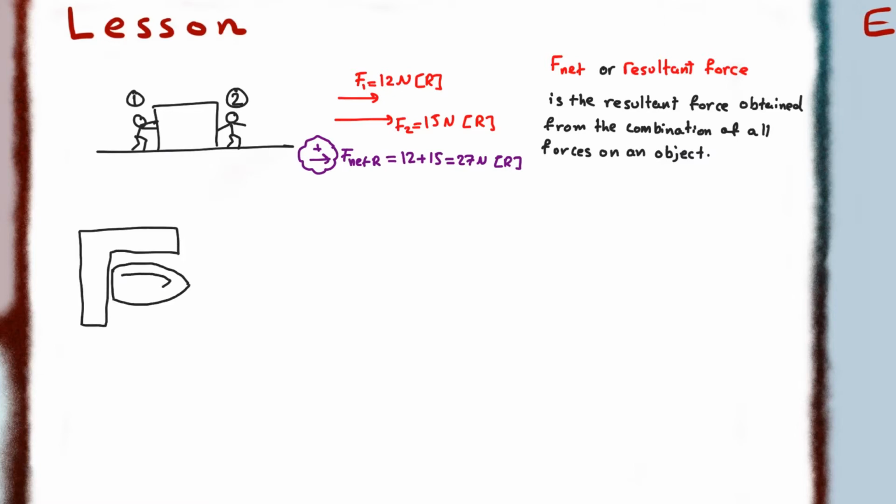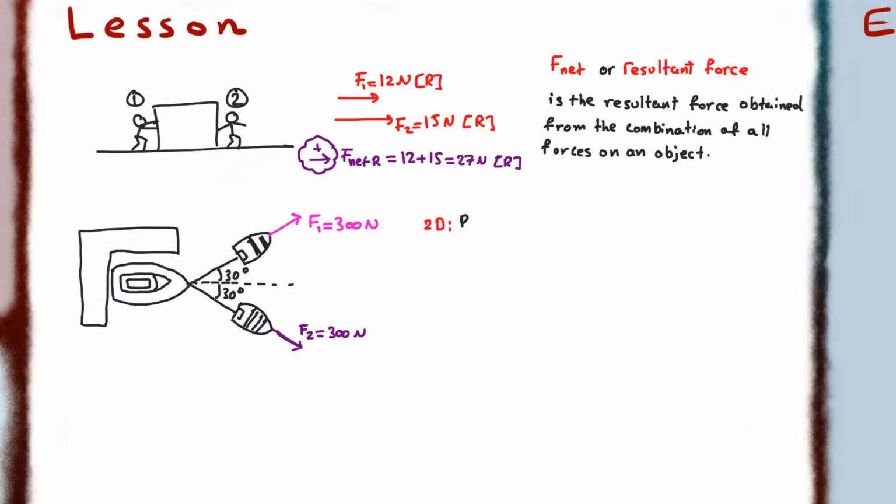For the next example, we're going to start talking about two-dimensional forces, and we're going to have a bigger boat which is attached to two smaller boats, and those two smaller boats are going to be pulling the bigger boat at 300 newtons with an angle of 30 degrees to the horizontal. When we're dealing with two-dimensional forces, we need to break them down into their two components, the horizontal component and the vertical component. The horizontal component is usually in the x direction and the vertical component is in the y direction. And usually we choose a coordinate system where we say which direction of x and y are positive.